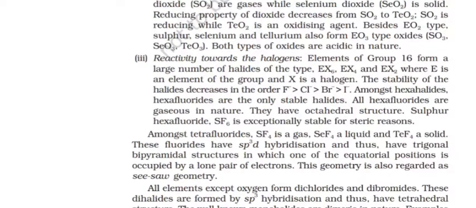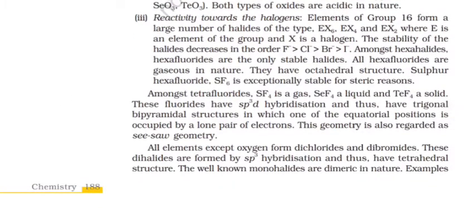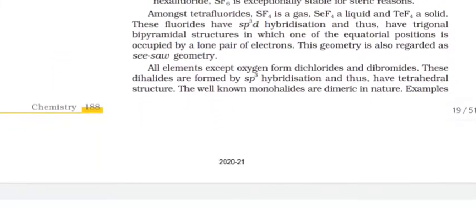They have octahedral structure. Sulfur hexafluoride SF6 is exceptionally stable for steric reasons. Among tetrafluorides, SF4 is a gas, SeF4 is a liquid, and TeF4 is a solid. These fluorides have sp3d hybridization and thus have trigonal bipyramidal structures in which one of the equatorial positions is occupied by a lone pair of electrons. The geometry is also regarded as seesaw geometry.